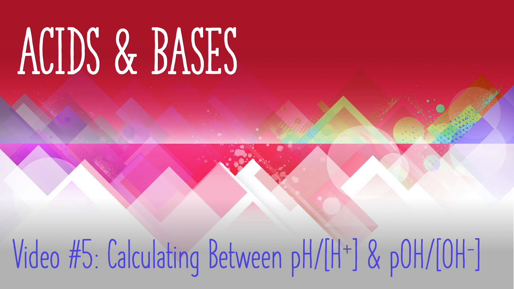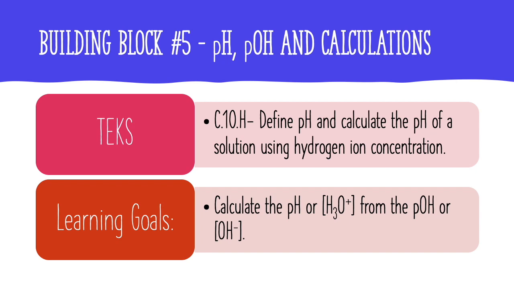Hi everybody, this is Miss Bufford and this is video 5 in our acids and bases unit. In this video we're going to be calculating between pH and hydronium ion concentration and pOH and hydroxide ion concentration. Your learning goals for this video are to be able to calculate the pH or the hydronium ion concentration when you're given the pOH or the hydroxide ion concentration.